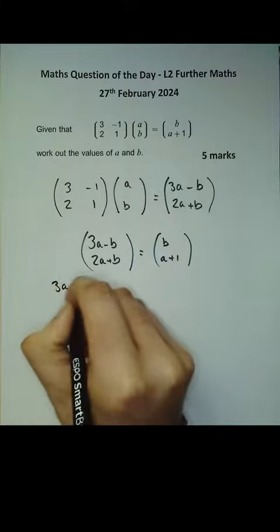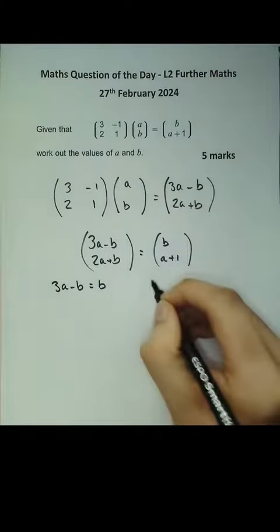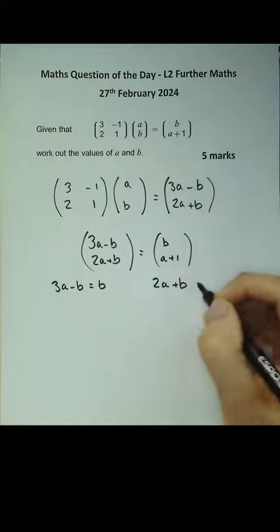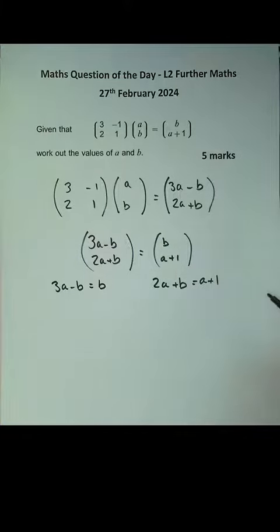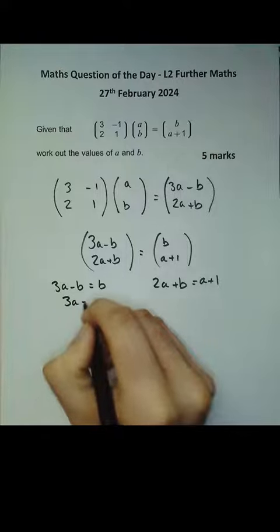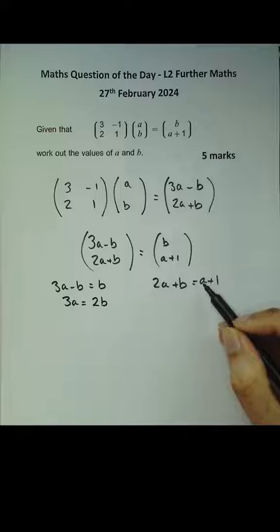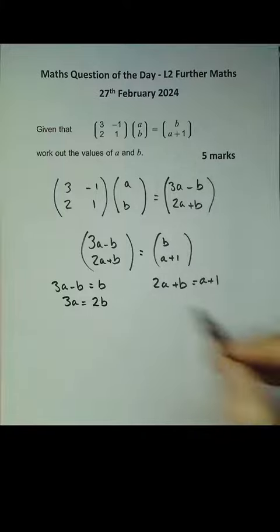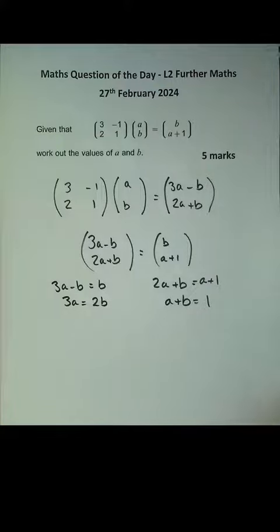We get 3A minus B is equal to B from the top, and from the bottom we get 2A plus B is equal to A plus 1. Okay, what can we do with this? Well, look, there's A's and B's in both, but I think the easiest thing is let's rearrange them into a more usable form. So this one here, if I add B to both sides, I can get that 3A is equal to 2B. That's probably quite helpful. And this one here, if I subtract A from both sides, I get that A plus B is equal to just 1. Now that's helpful.